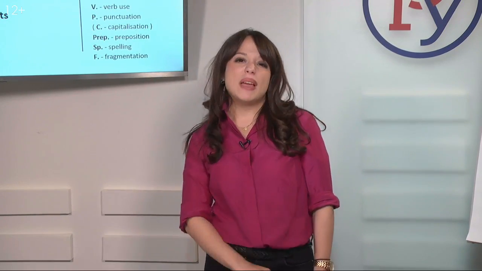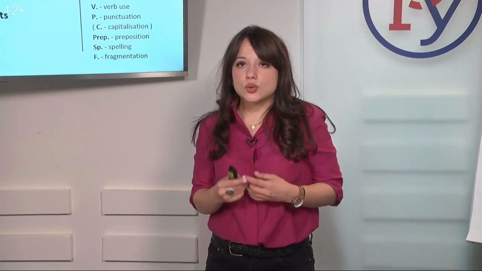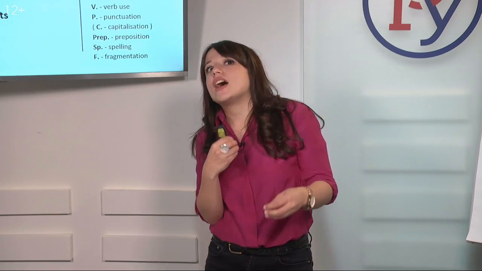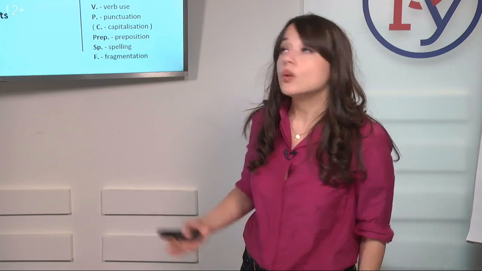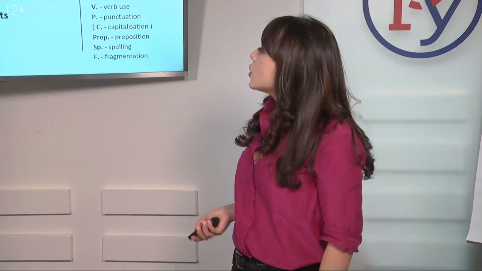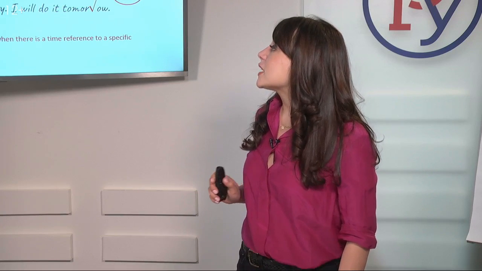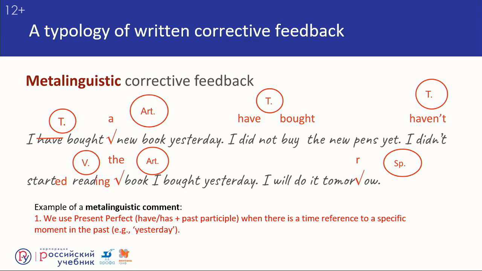And you should probably use error codes with students with better developed language awareness, when they actually need it, right? Now, metalinguistic, these are error codes. You can see I label the mistakes with different abbreviations to let our students know that these are articles. Therefore, we might refer them to that section in their grammar book about articles, right?